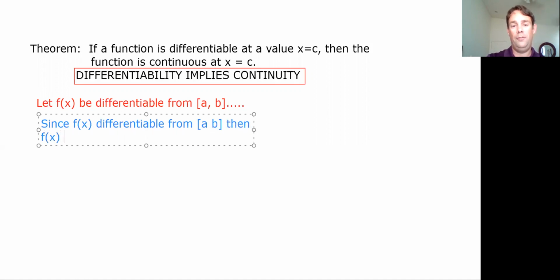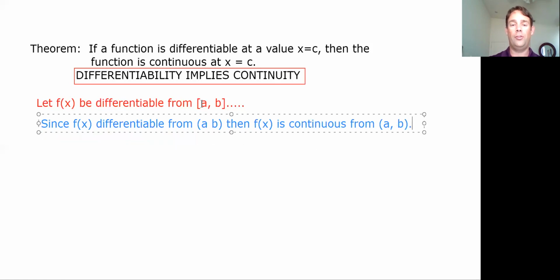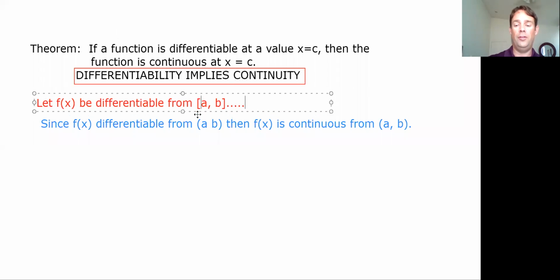then f of x is continuous from A to B. And I should have not used brackets there. It will never be differentiable on a closed domain. It's always differentiable on an open domain. And that gets to the idea of one-sided limits, but we're not going to necessarily get into that right now. Or as far as the idea of open and closed intervals, yeah. If you do put a closed interval instead of open, the College Board doesn't dock you for it. I would, but they won't.